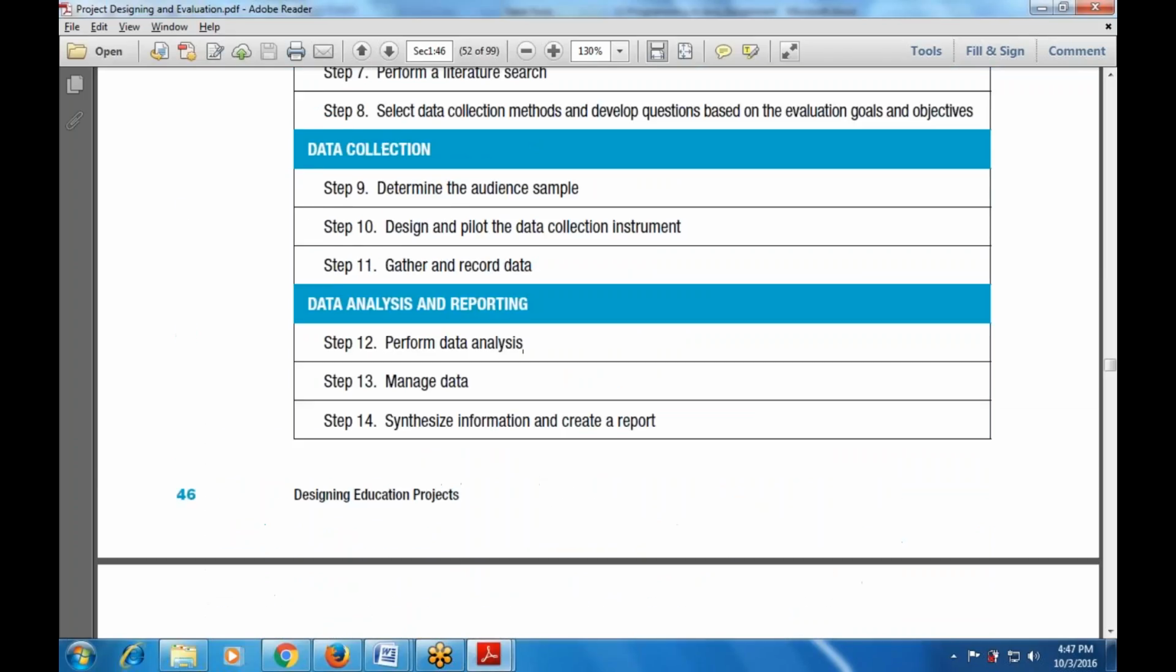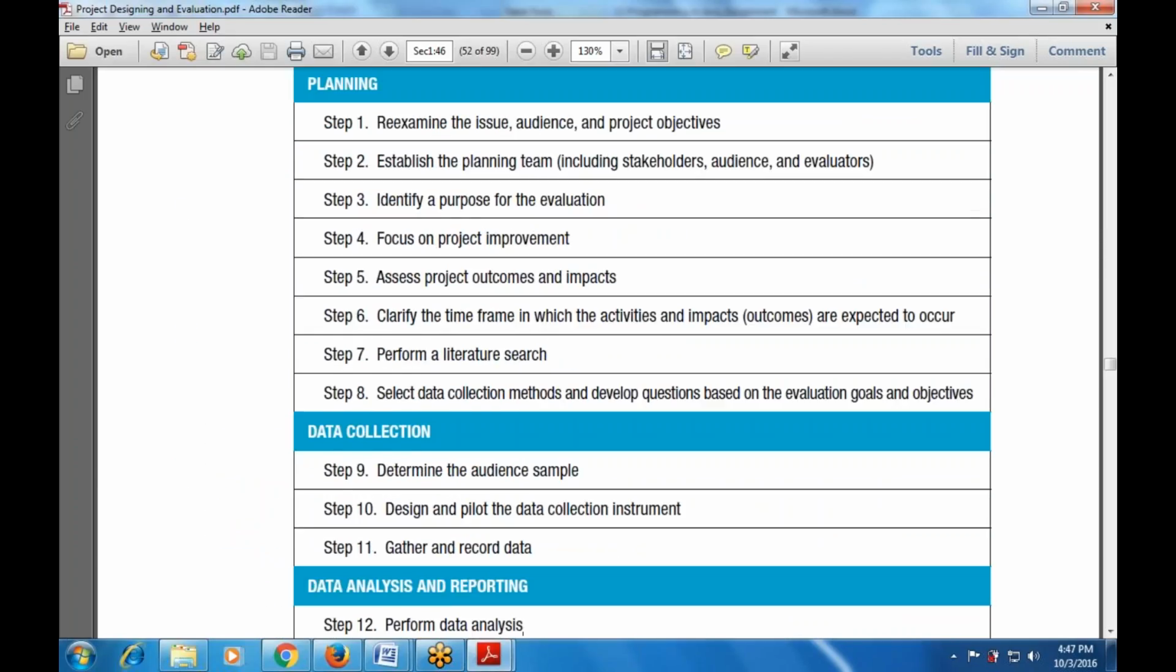Now, when we talk about the planning, that is used for identifying the purpose of the evaluation, what is the main purpose, how it is developed, why it is developed, what is the main benefit of this development, to clarify the time frame, to clarify a literature search, how it is done, what is done, and why that is done. So these 8 steps are the very important steps in the planning process.